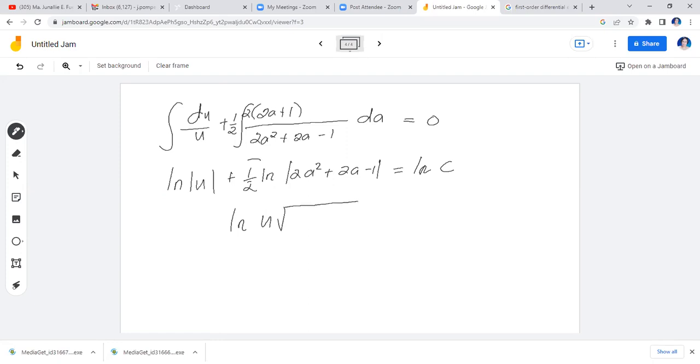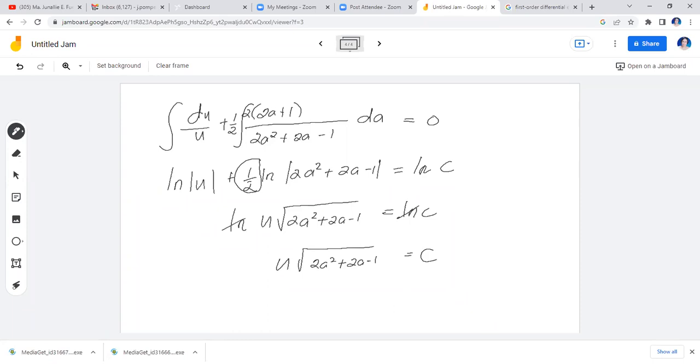Why do you say square root? Because this 1/2 is the exponent of the argument of the ln here. So 2a squared plus 2a minus 1 equal to ln of c. That makes you get rid of the ln in both sides by making the entire expression the exponent of the e. So you have u square root of 2a squared plus 2a minus 1 equal to c.